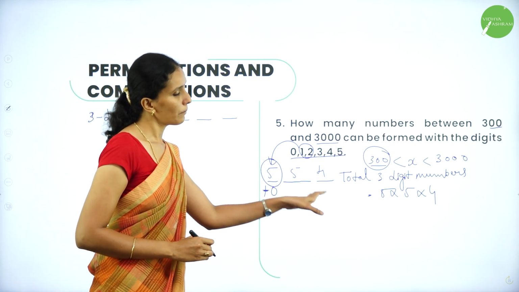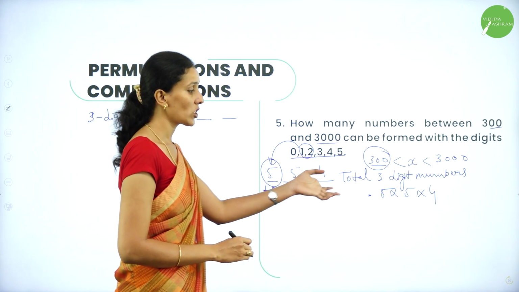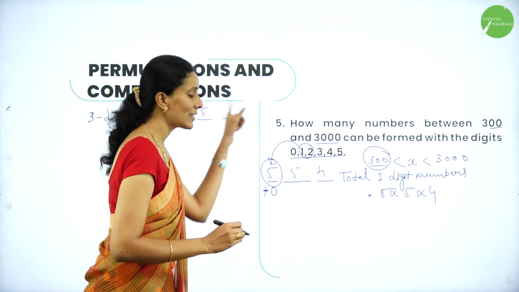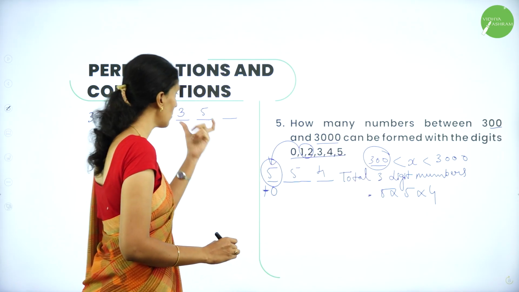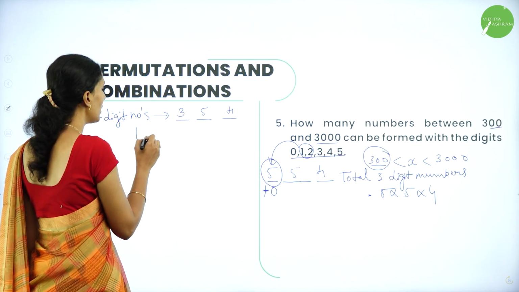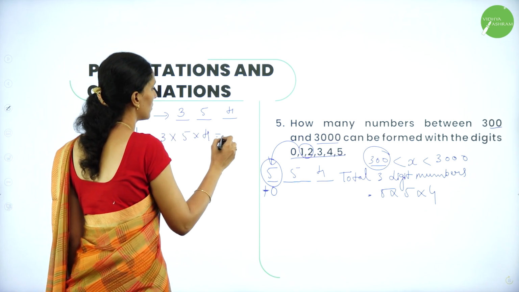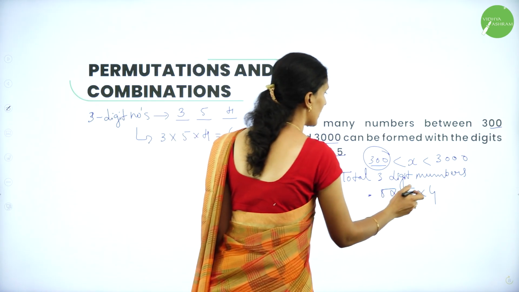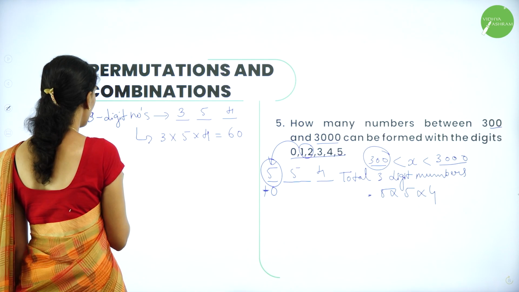Next, 0 can be included in other places. 1 and 2 can also be included in other places because the number is greater than 300. So therefore I have 5 choices. If one number is taken, 5 numbers are left. Therefore, I have 5 choices and here I have 4 choices. So how many total 3-digit numbers do we have? 60. So we have 60 3-digit numbers. Next, less than 3000. Here I am doing 4-digit numbers.